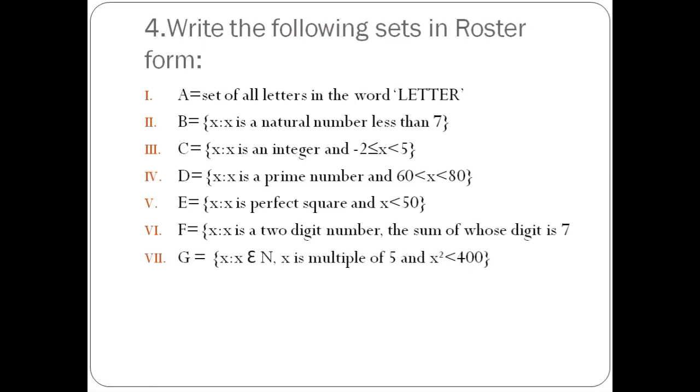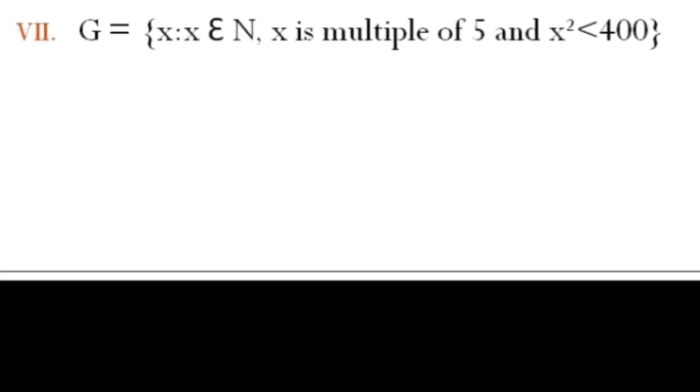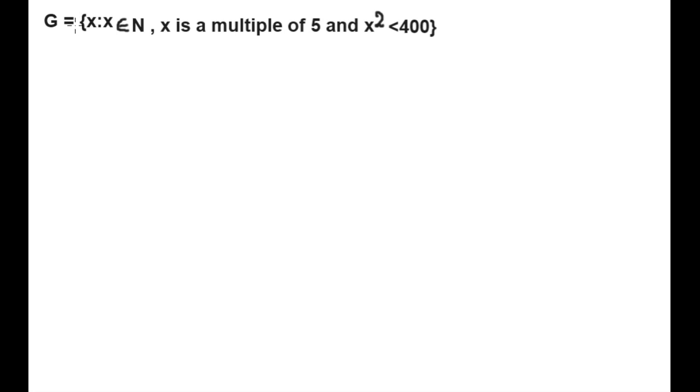Question number 7. G is a set of x where x is an element of N, x is a multiple of 5 and x square is less than 400. Let's start to write in roster form. So our question is, G is a set of x where x is an element of N, natural number, x is a multiple of 5 and x square is less than 400. So let's start.